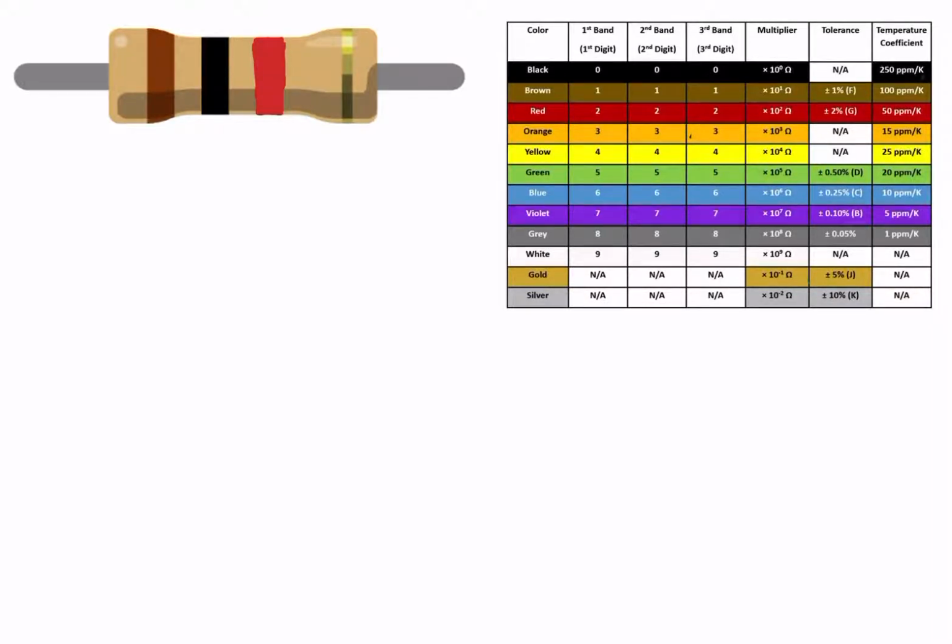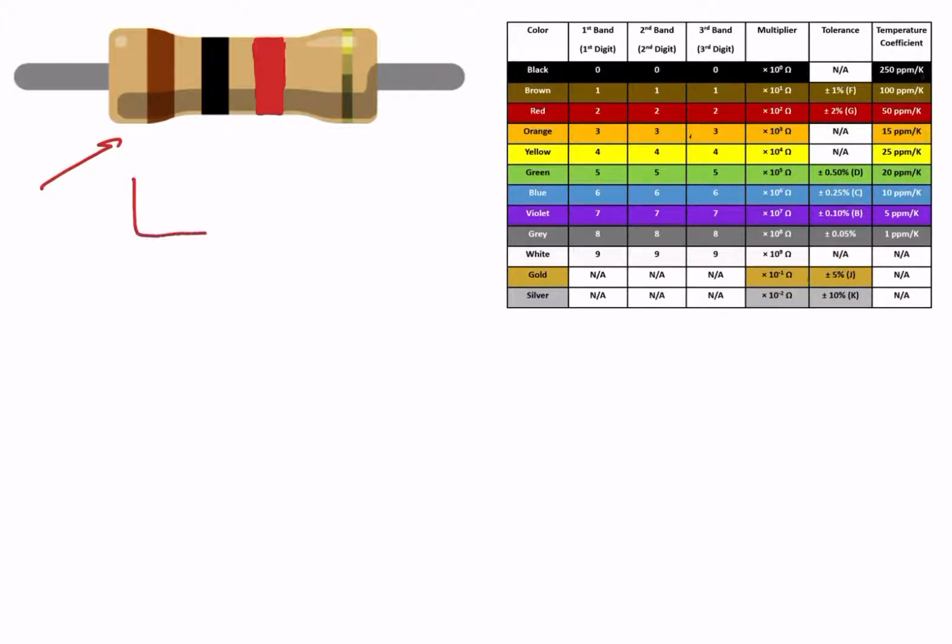Hello everybody, we are going to explain about three types of resistors. The first type is called a 4-band resistor, as shown here in this picture. This is a 4-band resistor. To calculate the amount of resistance inside this resistor, we are going to refer to this chart.